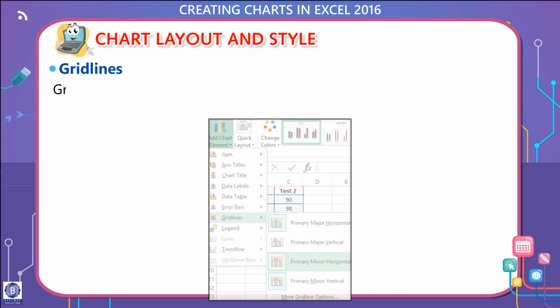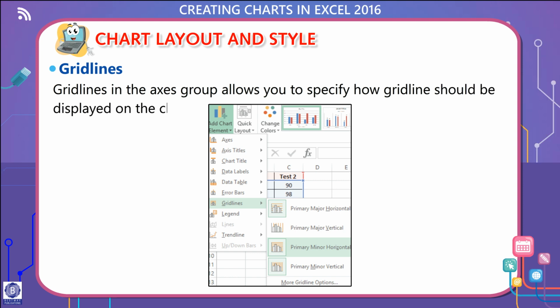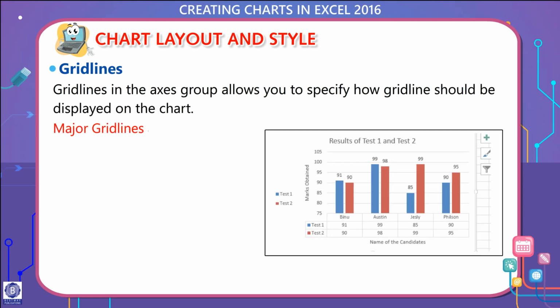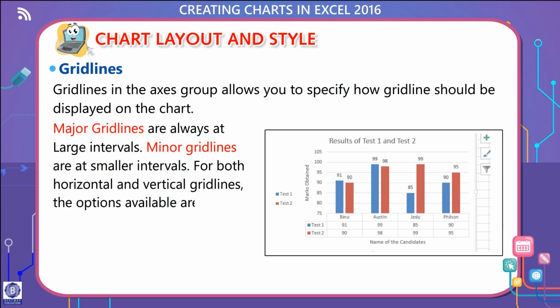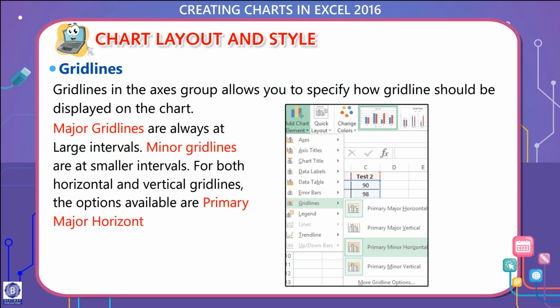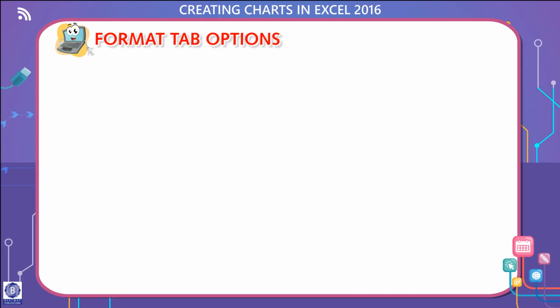Grid Lines. Grid lines in the axis group allow you to specify how grid lines should be displayed on the chart. Major grid lines are always at large intervals. Minor grid lines are at smaller intervals. For both horizontal and vertical grid lines, the options available are Primary Major Horizontal, Primary Major Vertical, Primary Minor Horizontal, and Primary Minor Vertical.